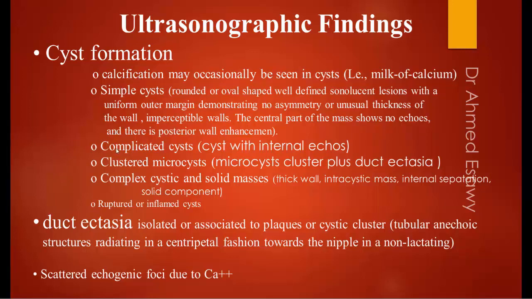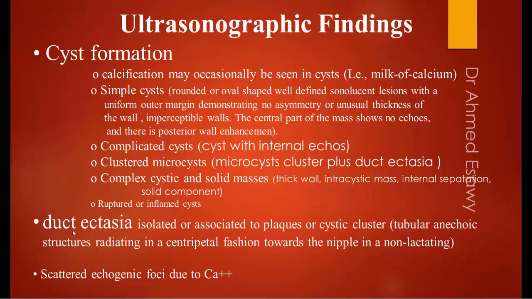Cyst formation may be a complicated cyst with internal echoes, may be clustered microcyst cluster plus duct ectasia, complex solid and cystic formation, complex solid and cystic masses, thick wall, intracystic mass, internal septation and solid component. Cysts may be ruptured or inflamed. Cyst formation is the first ultrasonographic finding.